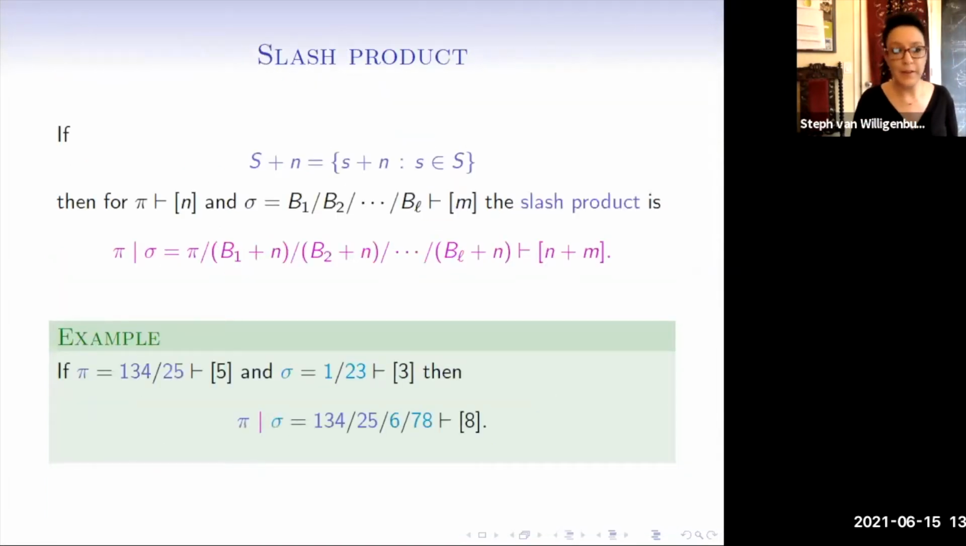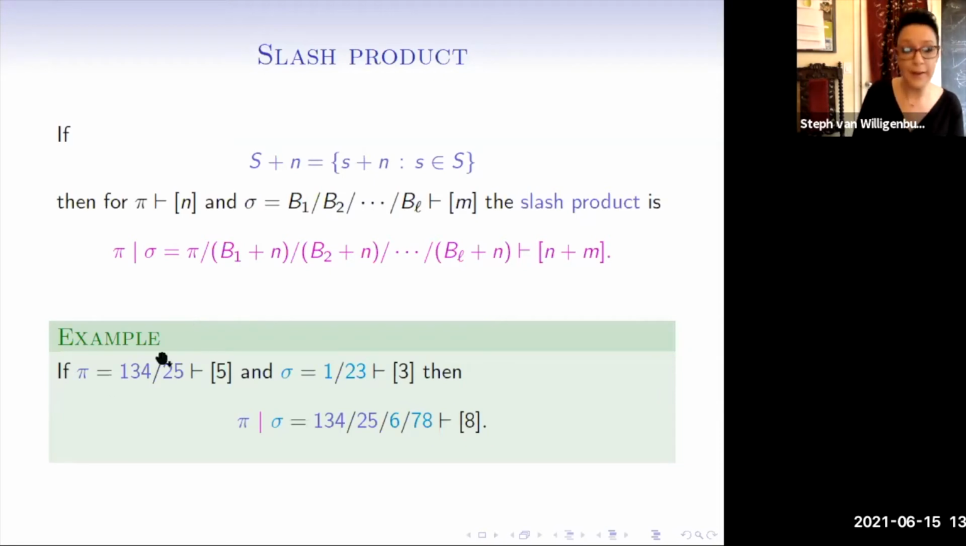And so now what we're going to do is take the slash product of two set partitions. If you have two set partitions, pi and sigma, then the slash product pi slash sigma is, well, you just write down pi. And then if pi is a set partition of n, you take the first block of sigma and add n to every element, write it down, second block of sigma, add n to every element, write it down, and so on. So let's do an example.